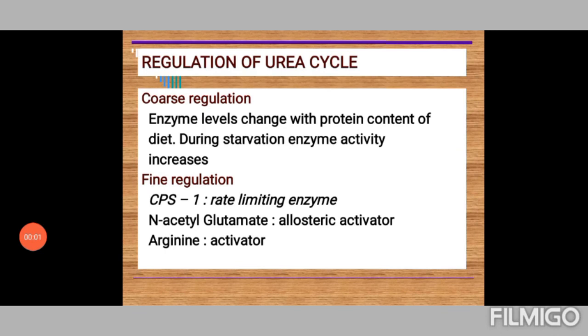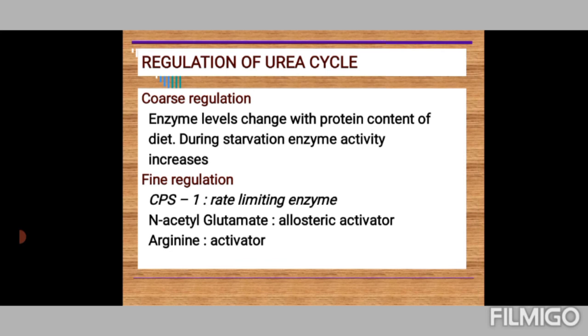And regulation of the urea cycle. It can be coarse regulation or fine regulation. Coarse regulation is always concerned with an enhanced number of amino acids that need to be removed. For example, enzyme levels can change with the protein content of the diet. A protein-rich diet can release a huge quantity of amino acids to be removed, or during starvation, an enhanced protein breakdown can result in release of more amino acids which need to be removed from the body.